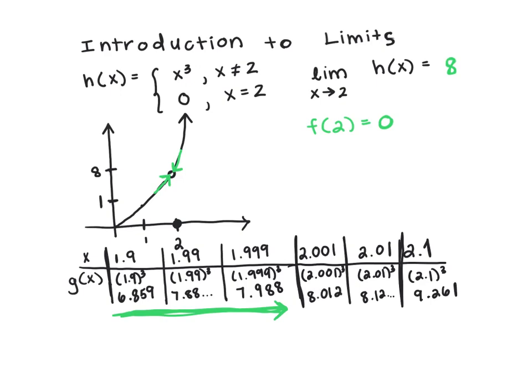8.012. Okay, so we see that as we approach 2 from the right, my values are also getting closer and closer to 8. So here, instead of just looking at the graph, you can plug in numbers that are a little bit smaller than 2 and a little bit bigger than 2 into your function, and you can see that the values are getting closer and closer to 8. So this re-verifies that my limit is equal to 8.